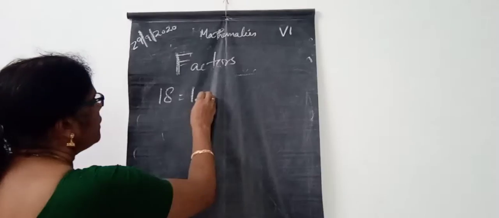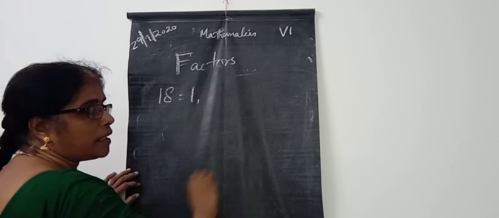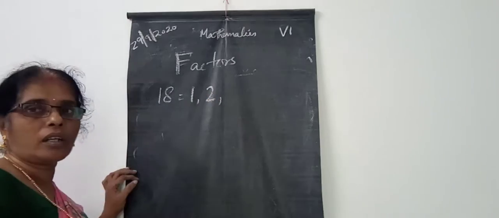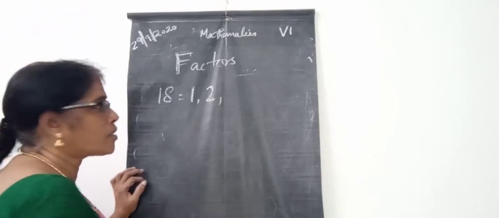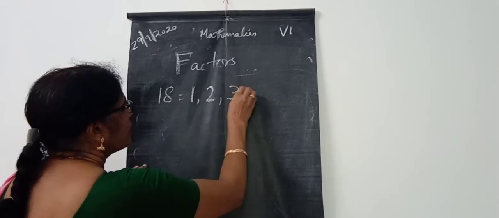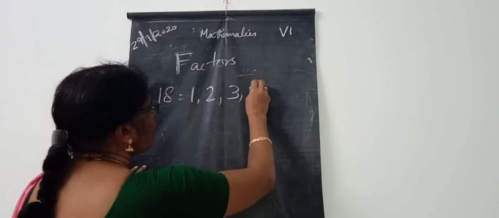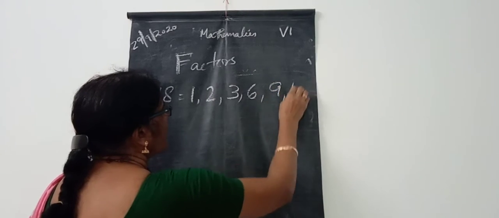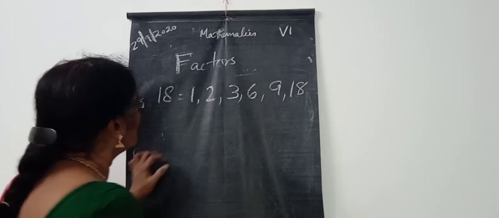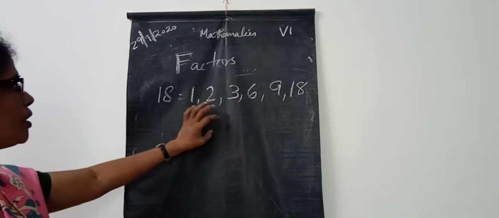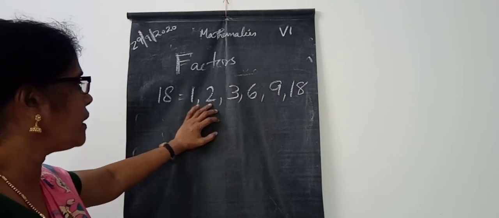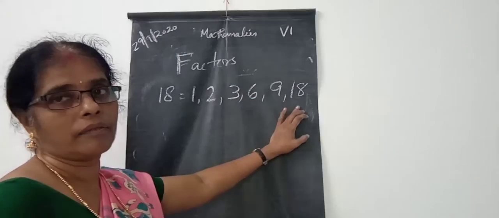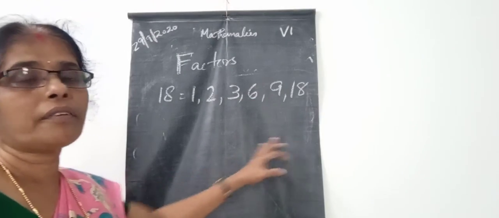Okay. So 9 2s are 18, so we can take 2, 1, 2. And 6 3s are 18, so 3 also. 4 is not going. 6, 9, 18. 1 18s are 18, 2 9s are 18, 3 6s are 18, and 18. Okay, these are the factors of 18.